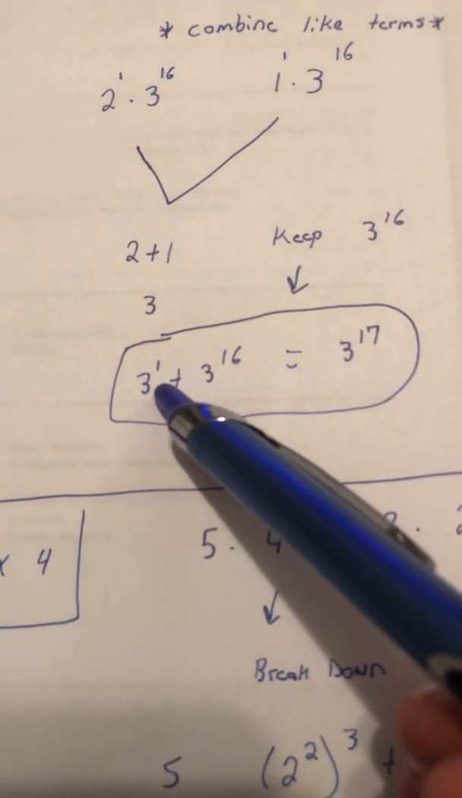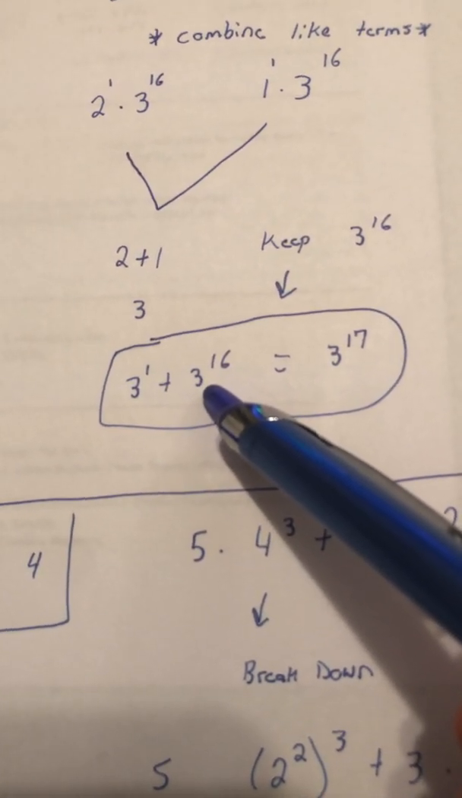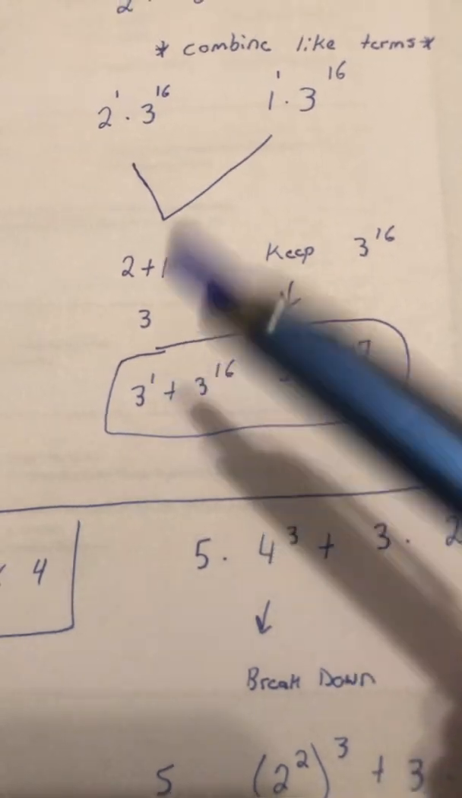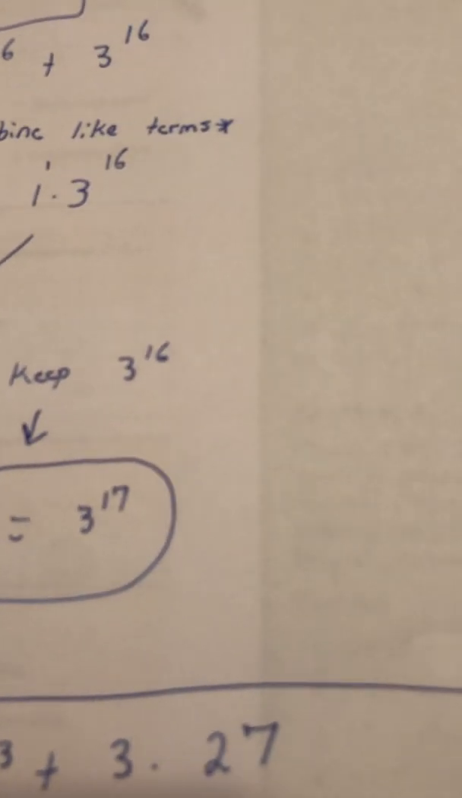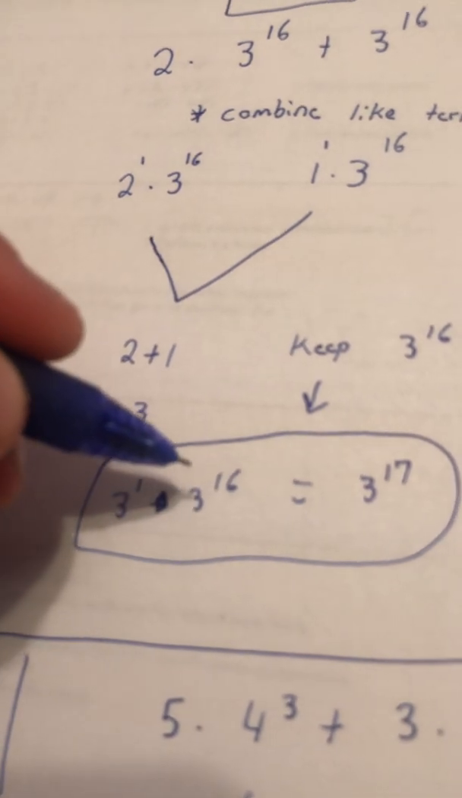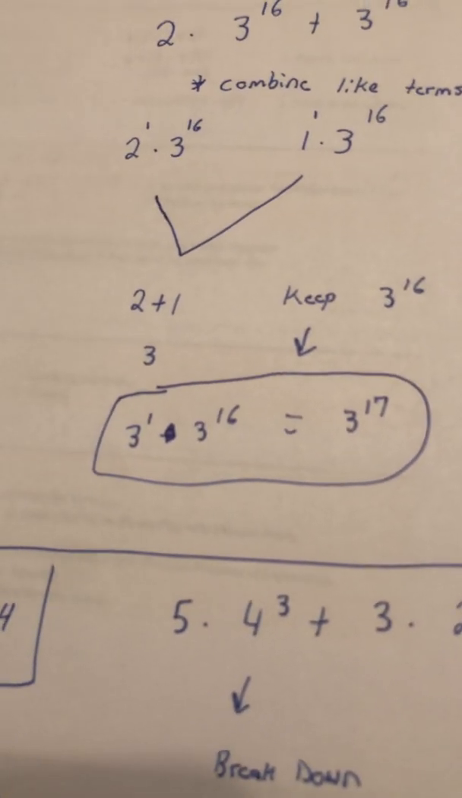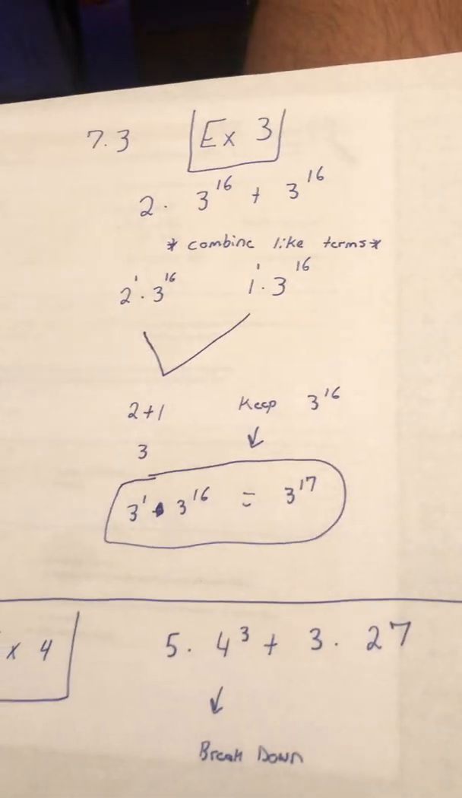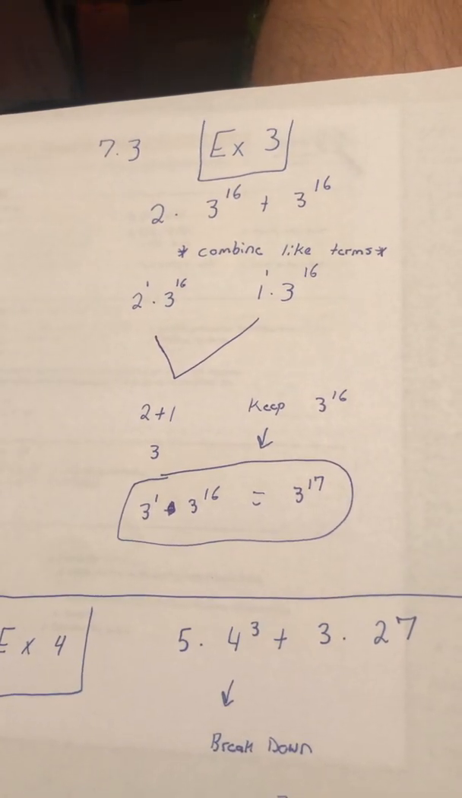So I added 3 to the first and 3 to the 16th. So realistically, I'm sorry, that should say multiply. So it's a multiply, and you add your exponents. So that gives you 3 to the 17th. I'll back that out again so you can see.